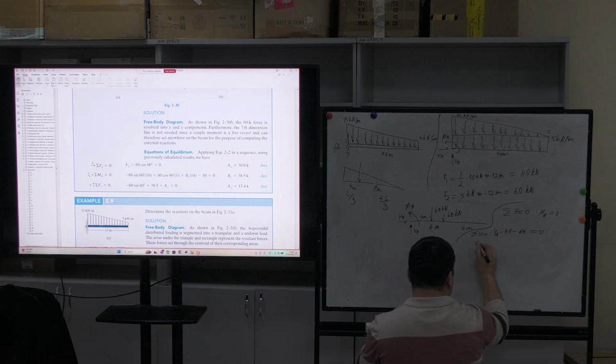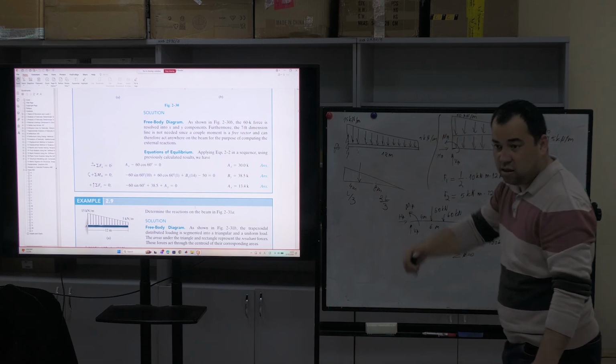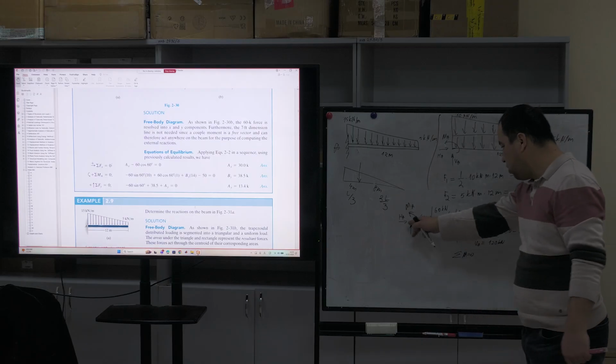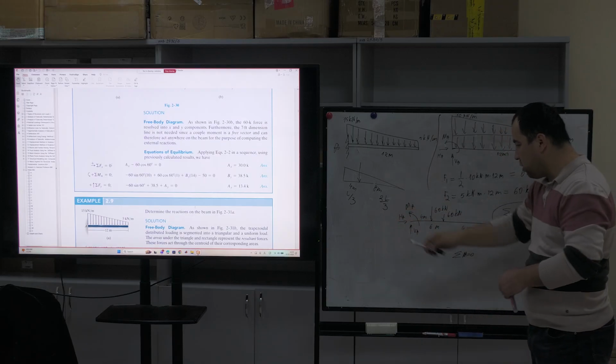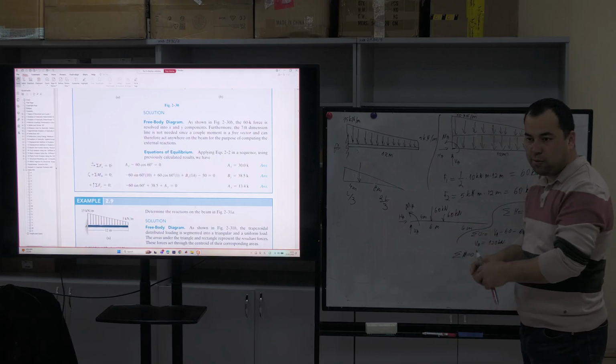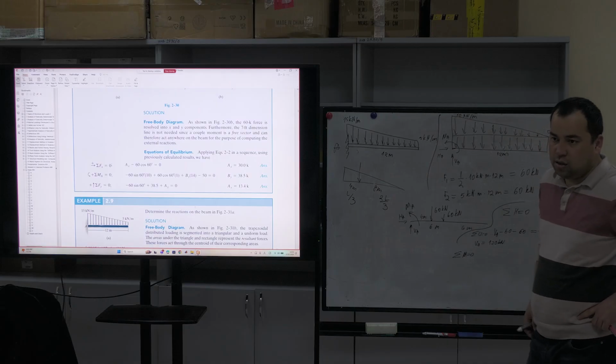Okay. VA is equal to 1, 2, 0. Third one is sum of moment is equal to 0. Okay. In this case, don't confuse, okay? Sometimes we take a moment on this corner, some points, there will be no existing value of the moment. But in this case, we have a moment value is existing, okay?